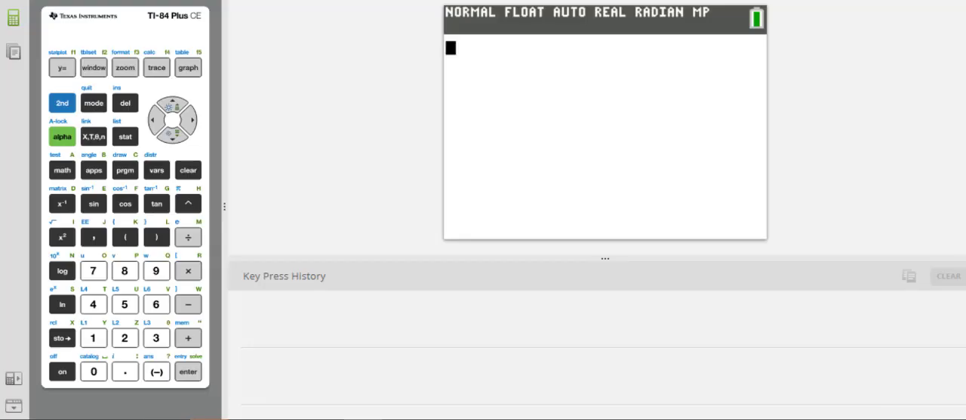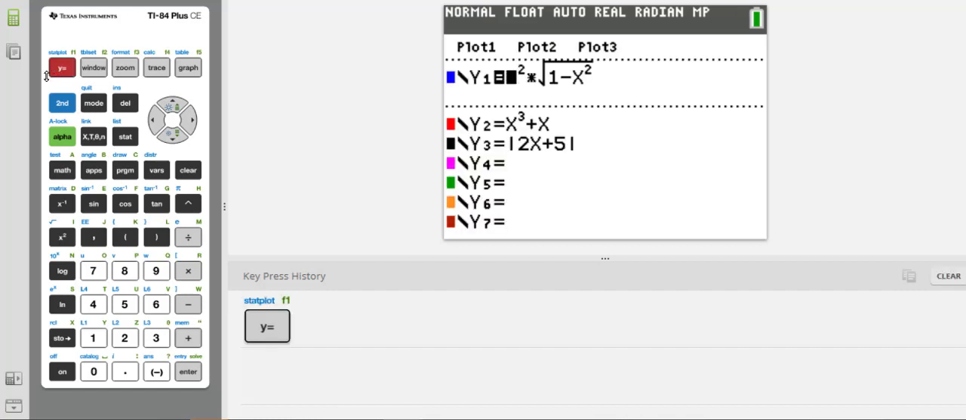When you turn your calculator on, you should have probably a blank screen. You may have some stuff in there, whatever, clear it out. The way we look at graphing something in our calculator, in case you've never done this, is we go to this y equals in the top left. In there, you may or may not have things.